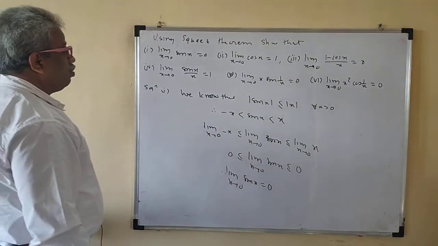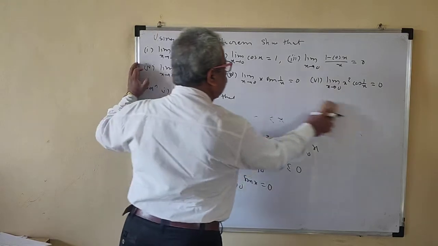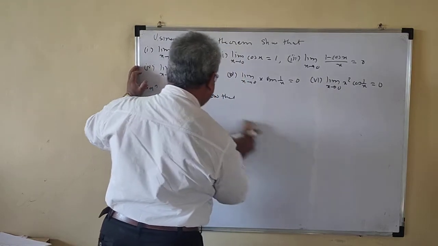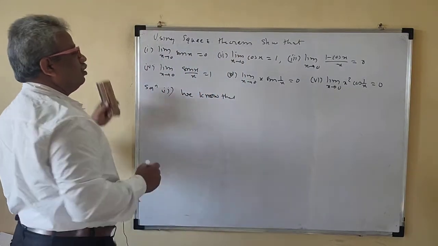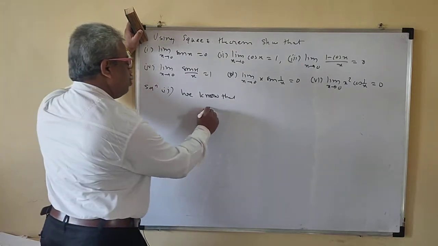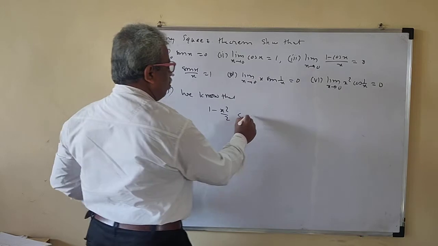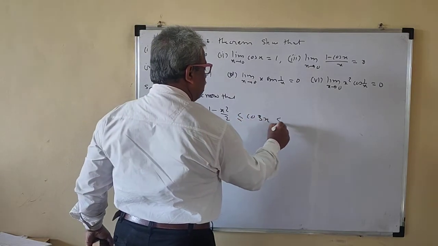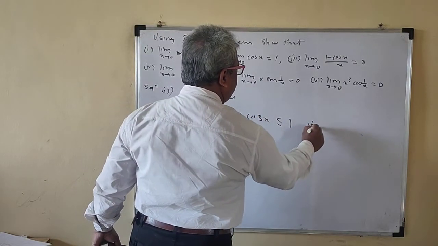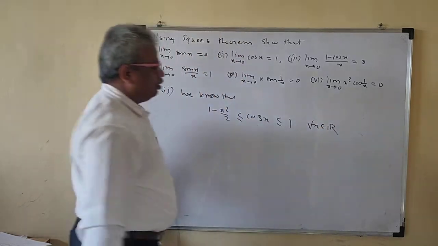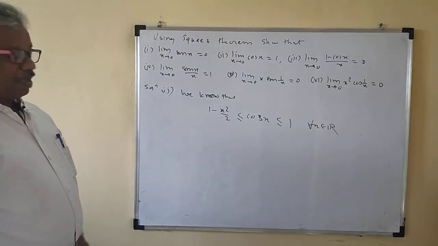Okay, now we'll go to the second one. We know that 1 minus x square upon 2 is less than cos x, which is less than or equal to 1 for all x belongs to R. We are familiar with this one.